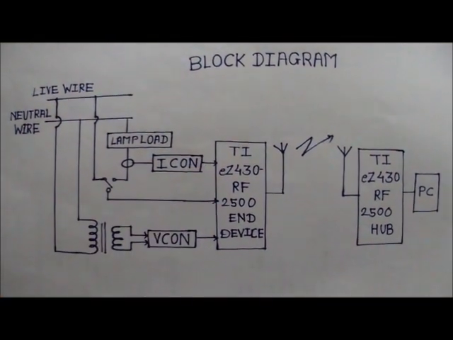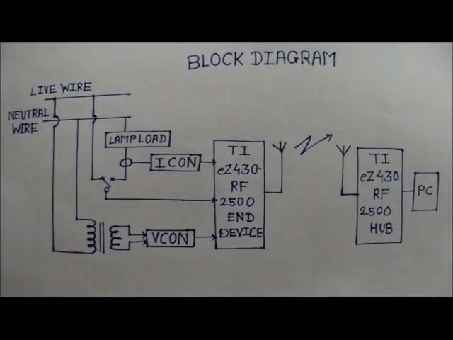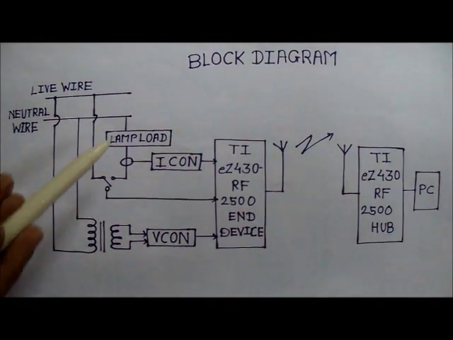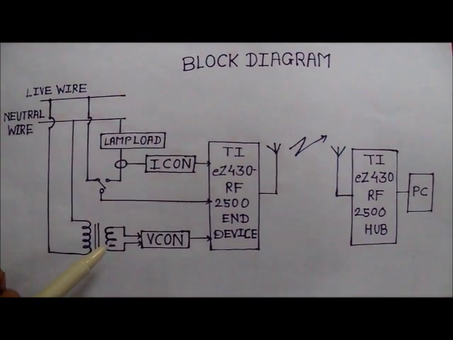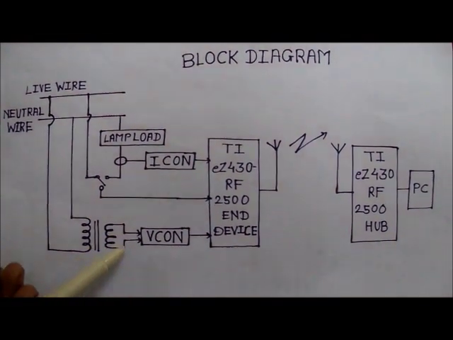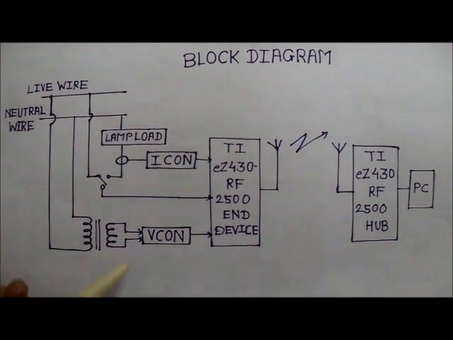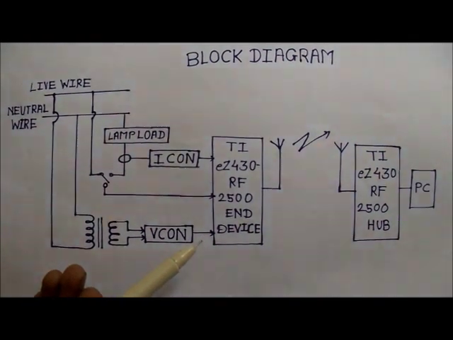As we know, the lifespan of a street lamp can be increased by operating it within the operating voltage. The voltage across the lamp load is sensed using a step-down transformer. The output of the step-down transformer is a bipolar voltage signal. This is processed using a voltage conditioning circuit, VCON, and converted into a unipolar voltage signal.